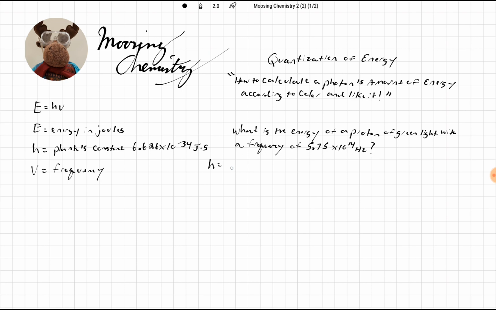We know h, which is Planck's constant, not the board that kid carries around in Ed, Edd n Eddy. It's 6.626 times 10 to the negative 34 joule seconds. Our frequency, we got that right up here, is 5.75 times 10 to the 14th hertz. So we got our frequency, and now we're just looking for the energy. This doesn't really seem too hard.